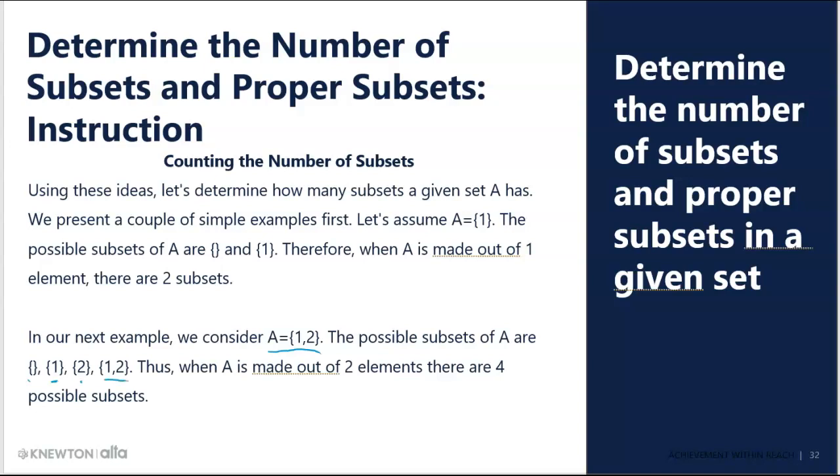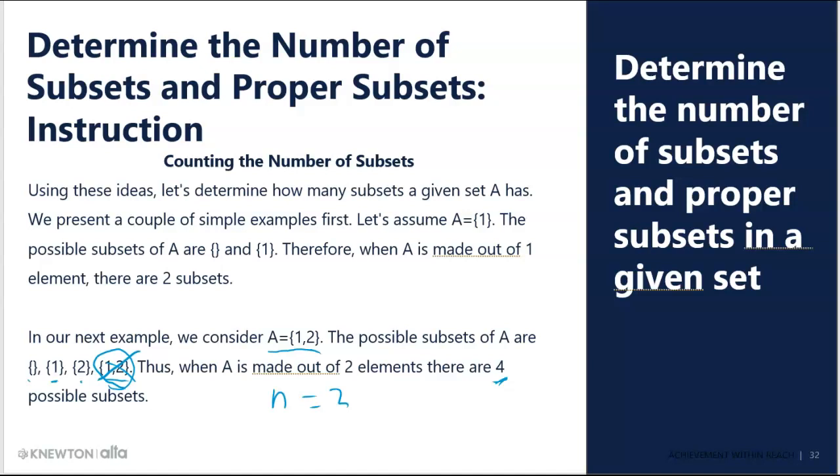So when A has 2 elements, and we say that means n equals 2 for our formula, there are 4 possible subsets. Now, here's my question. How many of these 4 subsets are proper subsets? Well, it turns out whenever you make a list like this, you always have one that's not proper. The set containing 1, 2 is a subset, but it's equal to A, so that one is not a proper subset.